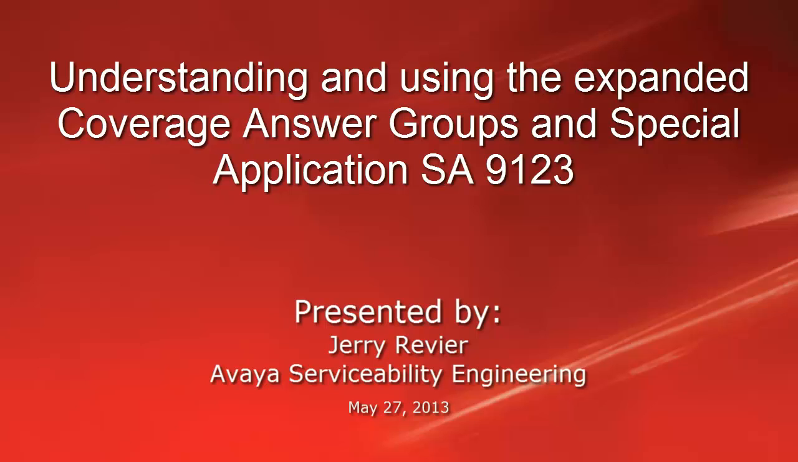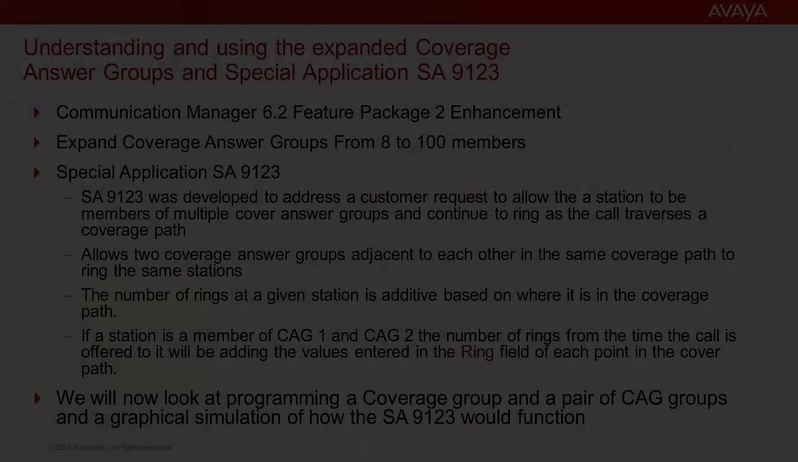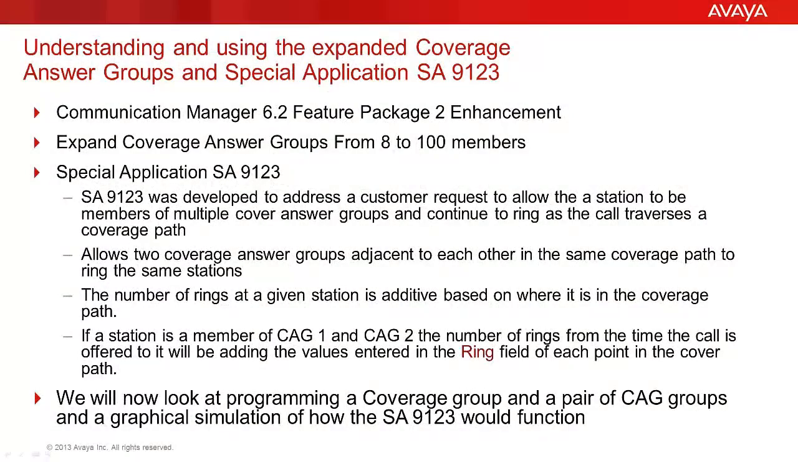This video will describe the expanded Call Answer Group Enhancement and Special Application 9123. Both items are new with the CM Feature Package 2. This video will describe an enhancement to the Cover Answer Group function and the new special application that modifies the Cover Answer Group behavior. The enhancement to the Cover Answer Group increases the number of members from 8 to 100.